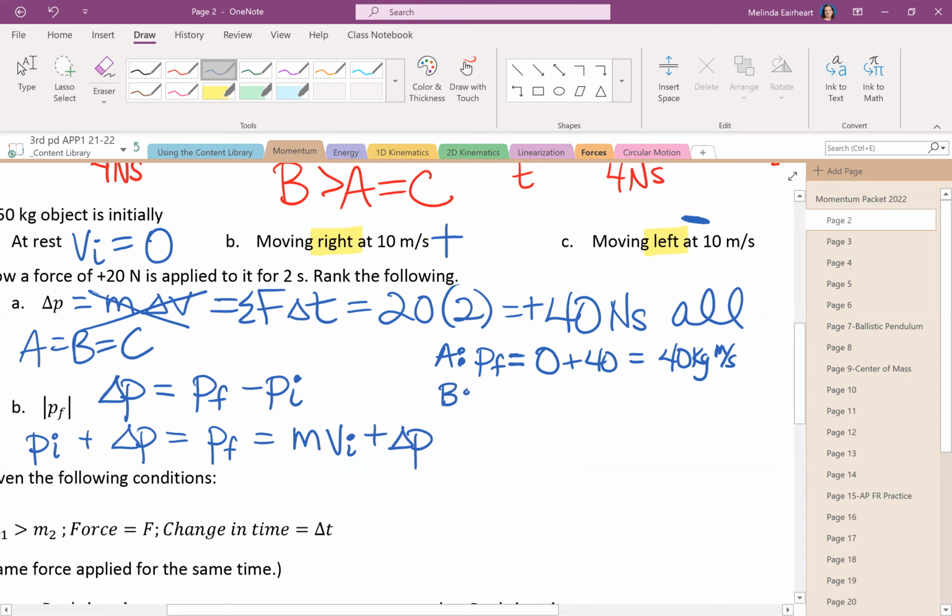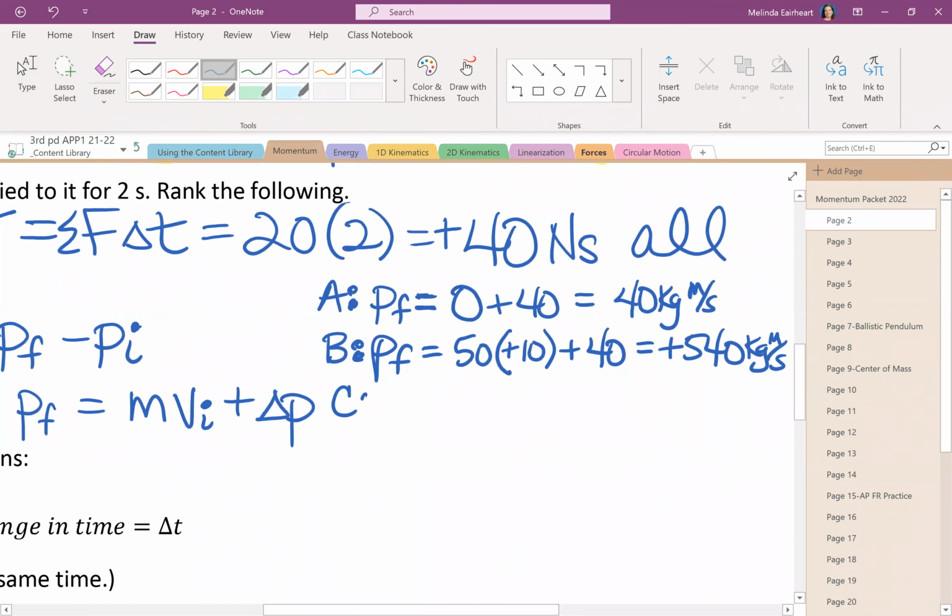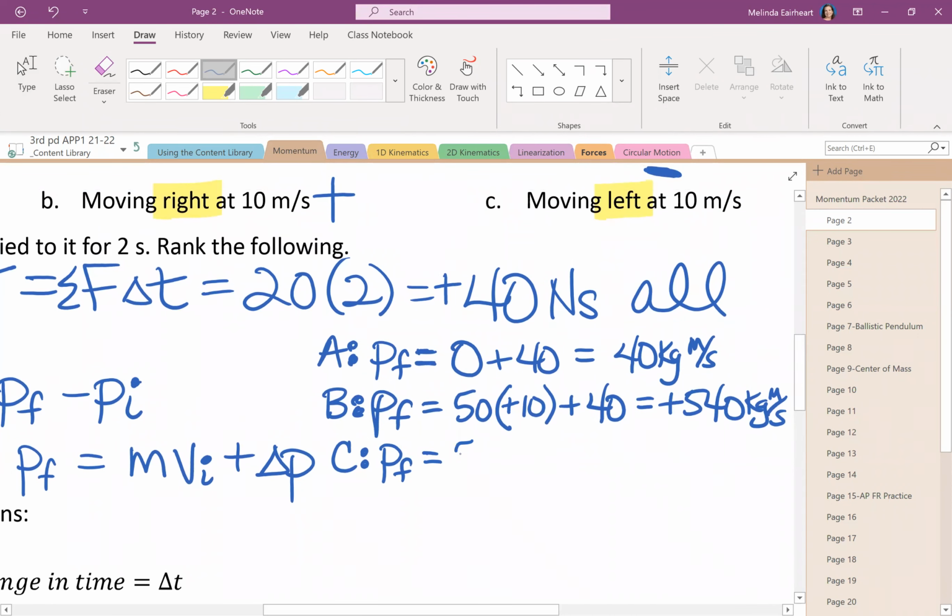What about B? Well, it would be mass, which they said was 50. Initial velocity was a positive 10 plus a positive 40 impulse. What's your final momentum for B? Y'all can talk to me, you know. It goes better and quicker if y'all talk to me. So positive 540.